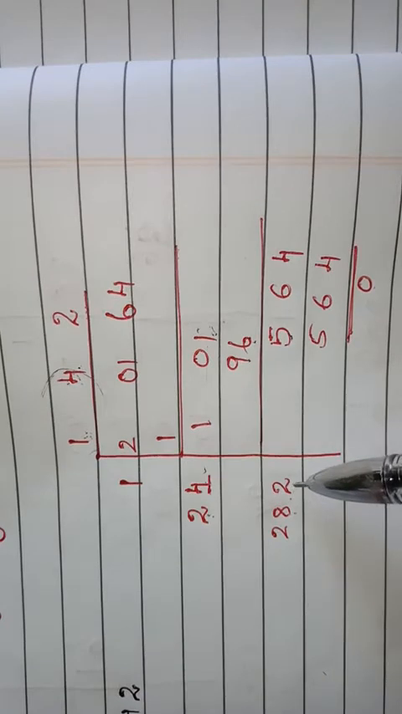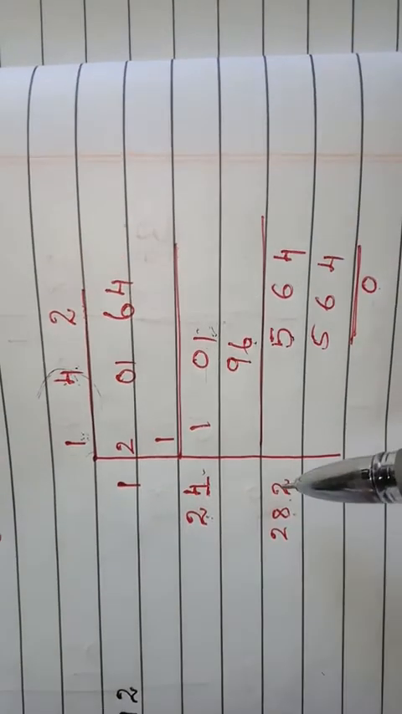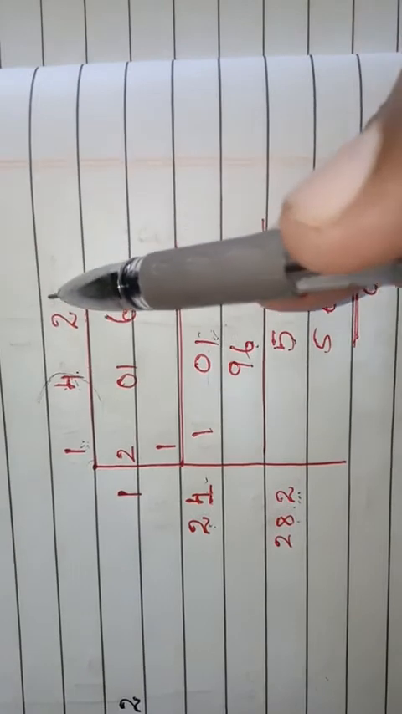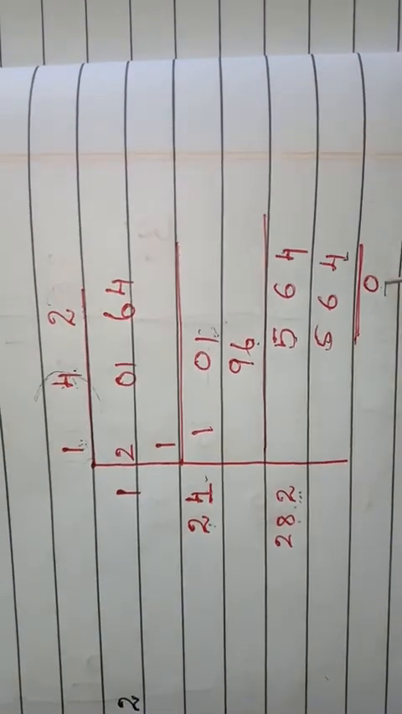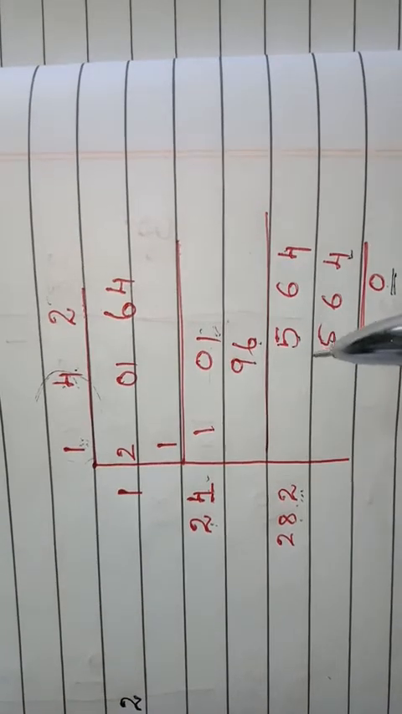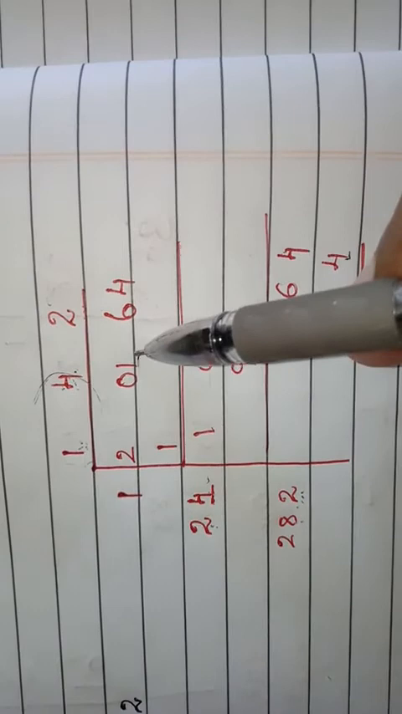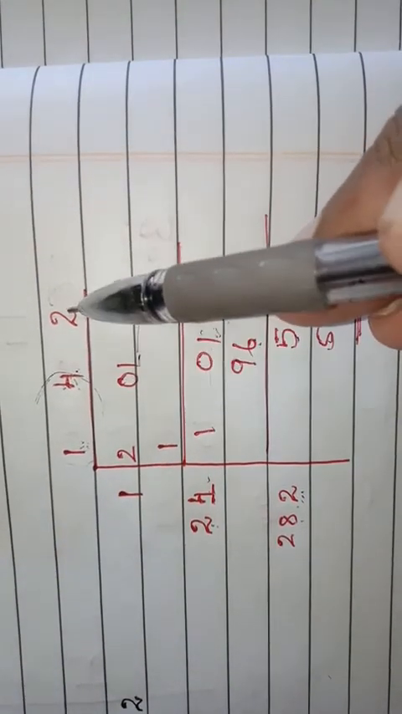14, after doubling, will become 28. Then find a suitable number to get the largest possible multiple. Then if you start writing, we can see that 282 multiplied by 2 is 564, and the remainder will be 0. Then we can say that the square root of 20,164 is exactly 142.